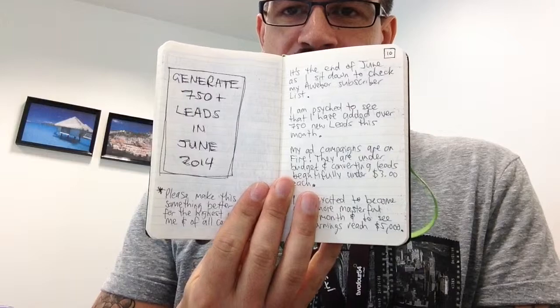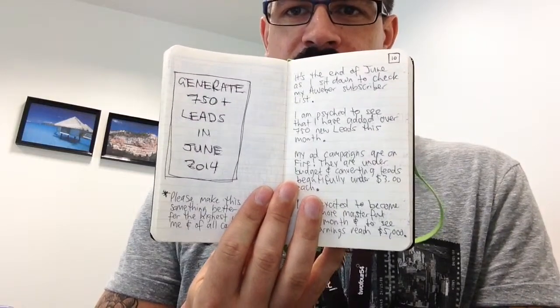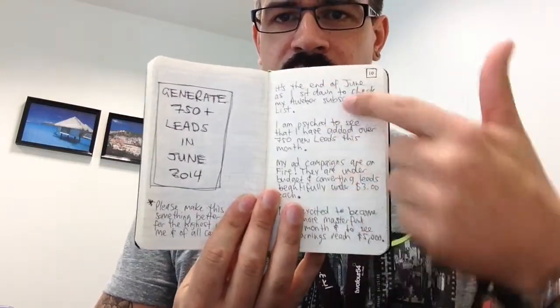So you can see there, my goal is to generate 750 plus leads in June 2014, and then I've just got my meta story written out here, which I'll just read for you. It's the end of June as I sit down to check my Aweber subscriber list. I'm psyched to see that I've added over 750 new leads this month. My ad campaigns are on fire, they're under budget and converting leads beautifully under $3 each. I'm excited to become even more masterful next month and to see my earnings reach $5,000. Please make this or something better happen for the highest good of me and of all concerned.